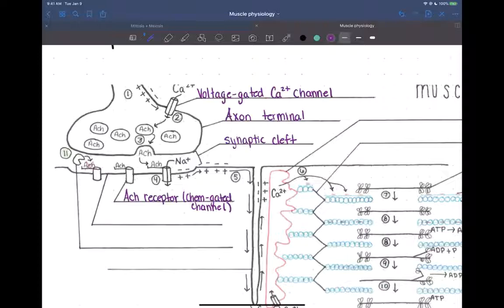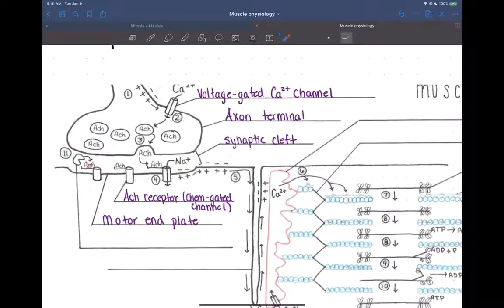And those acetylcholine receptors are located on the motor end plate. That's the area of the muscle cell that interacts with that axon terminal, and it contains those acetylcholine receptors. So this would be our motor end plate here.